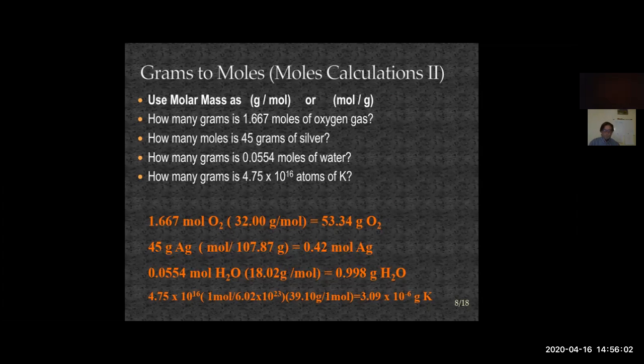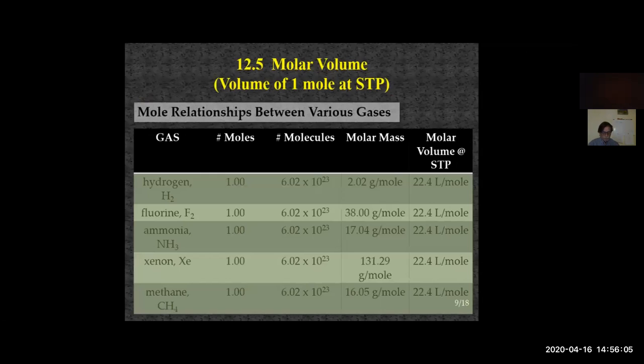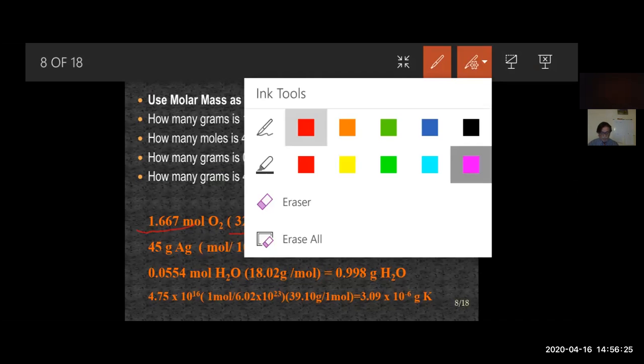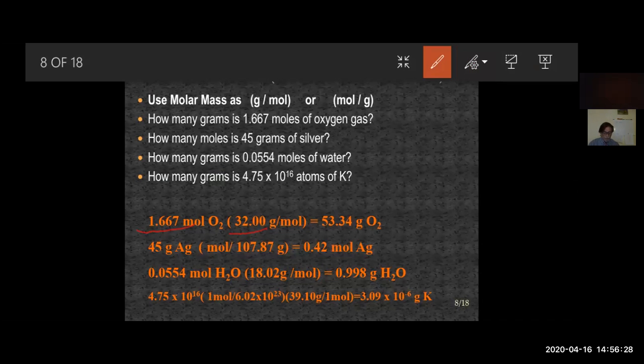So the first one. We're given 1.667 moles of oxygen gas, which is here. We need the molar mass of oxygen gas, which is 32 grams. Let me change the color a little bit. If we look at our units, we want grams, so grams is the numerator. Moles cancel, leaving us with units of grams. So we set the problem up correctly.